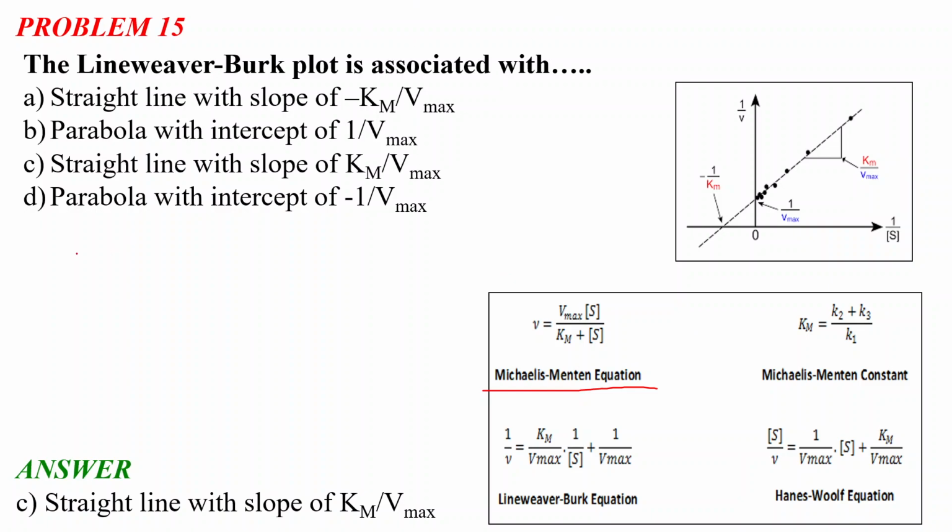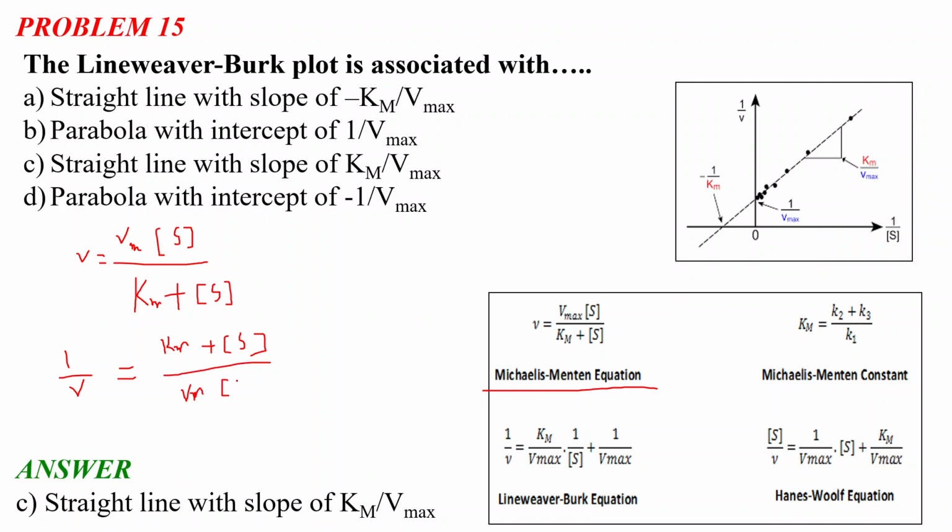So we have this Michaelis-Menten equation, V equal to Vmax, I am writing it as Vm, into S divided by Km plus S. So this is your Michaelis-Menten equation, right? Now, the one thing you have to do is take the reciprocal of this whole equation, so that you make it 1 by V. So what will happen? Now we have Km plus S as the numerator, and as the denominator we have Vmax into S.